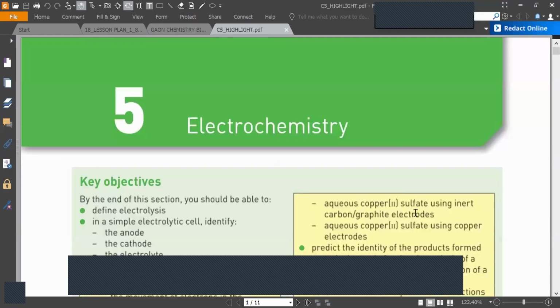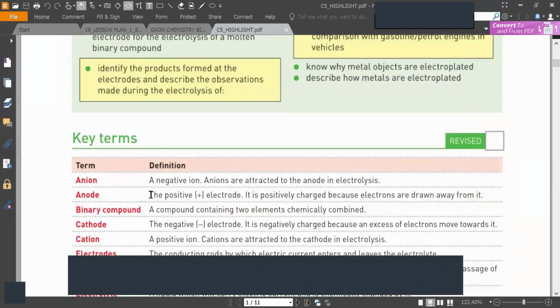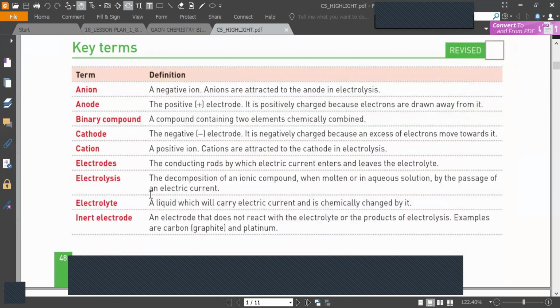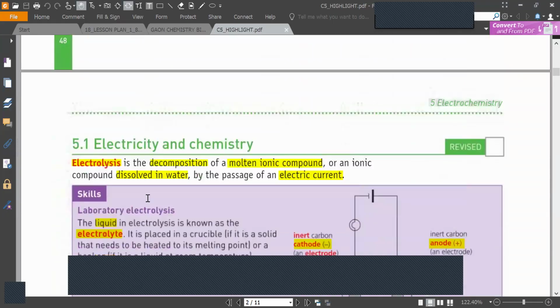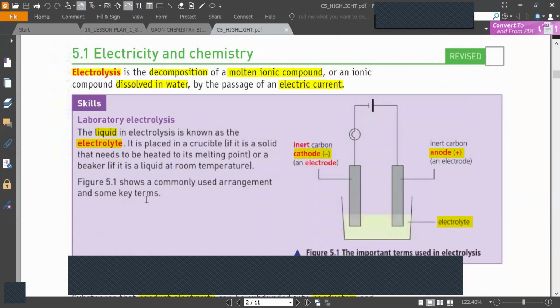The notes I sent to you some time ago, I suppose you have them. Let's take a look. Electrochemistry, what is the main point? Here we have some key terms, which we will come to later. So what does electrochemistry mean? The main thing we are looking at will be electrolysis.